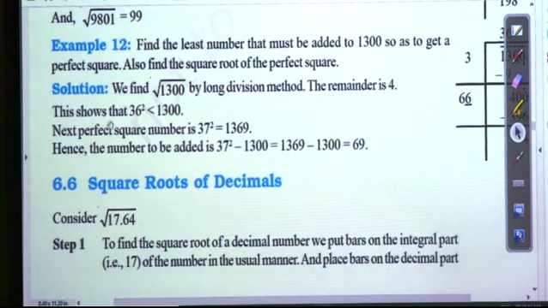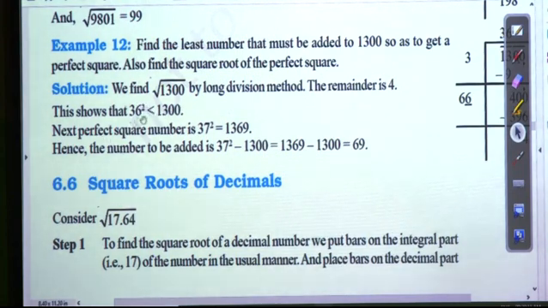The remainder is 4. This shows that 36 square is less than 1300. What it is? 36 square is less than 1300. Next perfect square number is 37 square. And how much is 37 square? It is 1369.